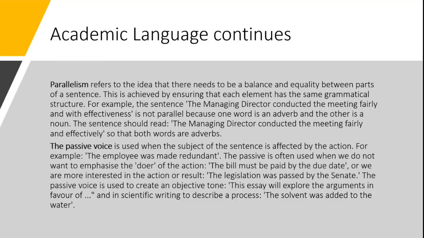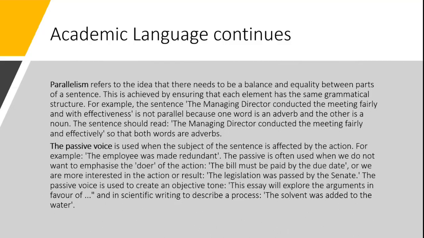Parallelism. It refers to the idea that there needs to be a balance or equal parts in a sentence, right? Let's look at the example. The managing director conducted the meeting fairly and with effectiveness. Now, the balance here is what? You're saying fairly with effectiveness. No, fairly is an adverb, so it needs to be effectively, right? The meeting was conducted fairly and effectively.